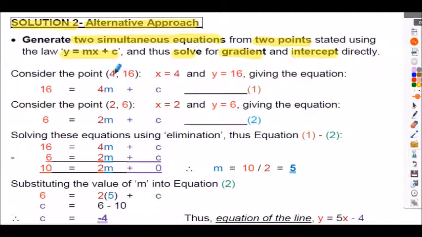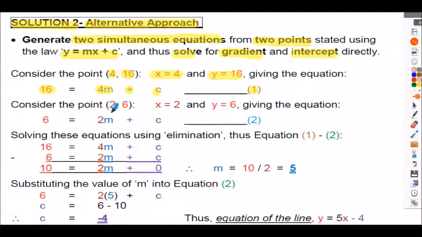So given the first point, 4, 16, we know the x is equal to 4 and the y is equal to 16. All I do is put that into the equation of y equals mx plus c. So on the left hand side there's my y, which is 16, and then my x value in this case would be 4, so 4m plus my c, which I do not know. I've called that equation 1.